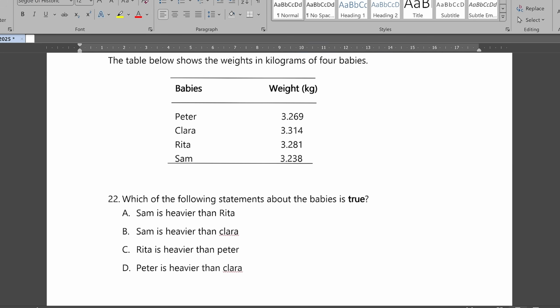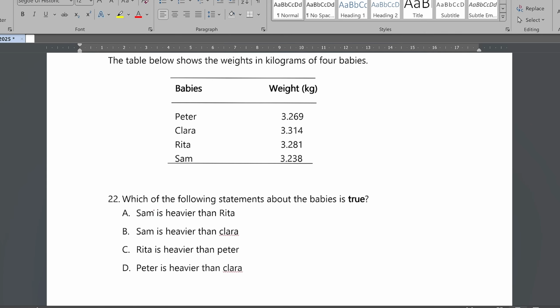Question 22. The table below shows the weight in kilograms of 4 babies. These are the names of the babies. Peter, his weight is 3.269 kilograms. Clara with a weight of 3.314 kg. Rita 3.281, and then Sam 3.238 kilograms. Which of the following statements about the babies is true?